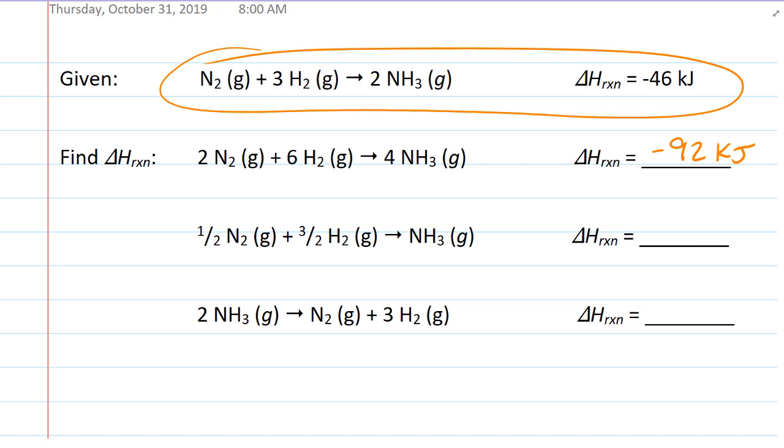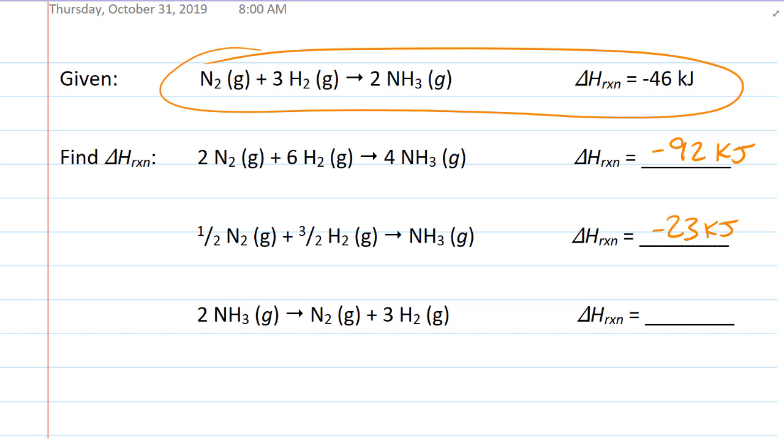Let's look at this equation and then look at this one. How do the coefficients in this equation compare to this one here? It's half. So what do you suppose we do to delta H? Cut it in half, exactly. So to cut it in half, 46 divided by 2 is? Right, so it's going to need to be a negative 23 kilojoules.